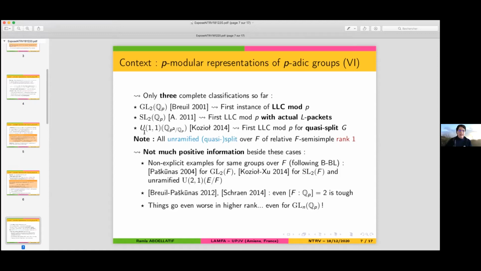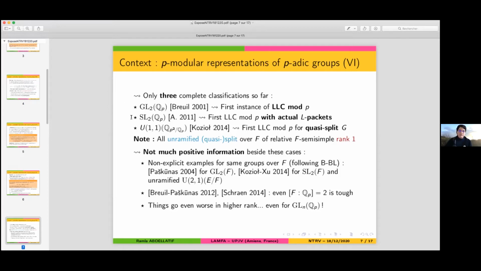And then later, Cabanes work came up, so U(1,1) of Q_p squared over Q_p. And this is the first instance of p-modular local Langlands correspondence for a quasi-split group. Okay, GL2, SL2 are split, and now we have something quasi-split.